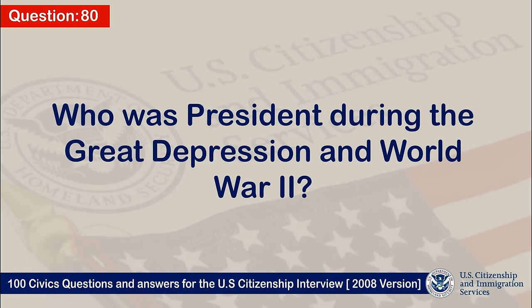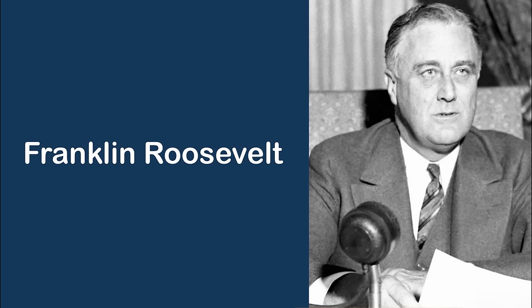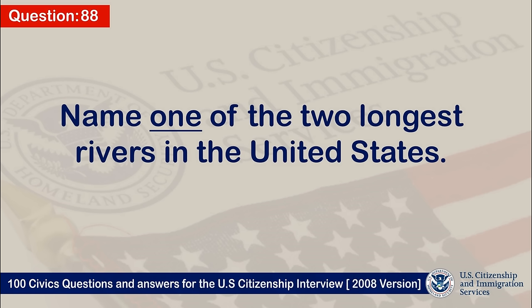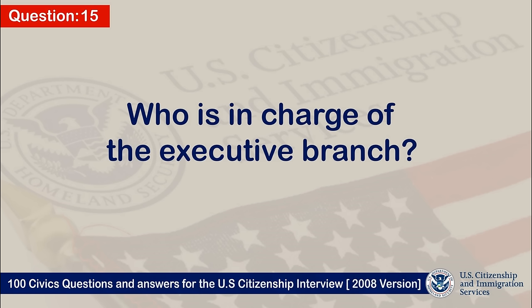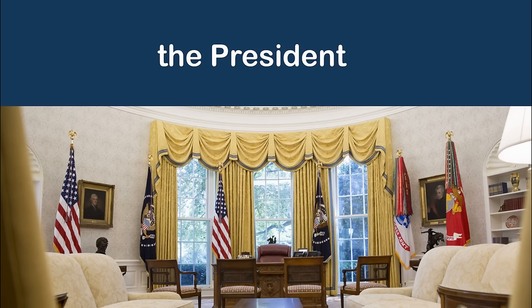Who was president during the Great Depression and World War II? Franklin Roosevelt. Name one of the two longest rivers in the United States. Mississippi. Who is in charge of the executive branch? The president.